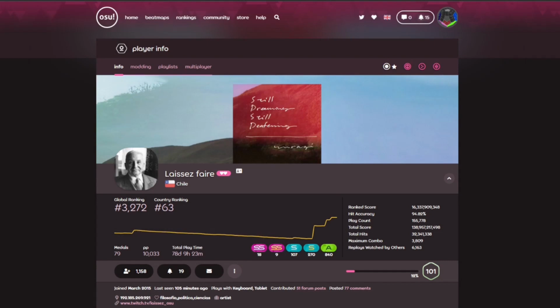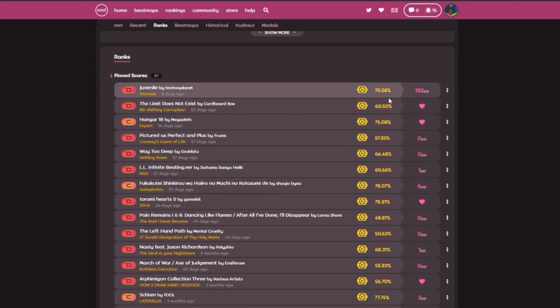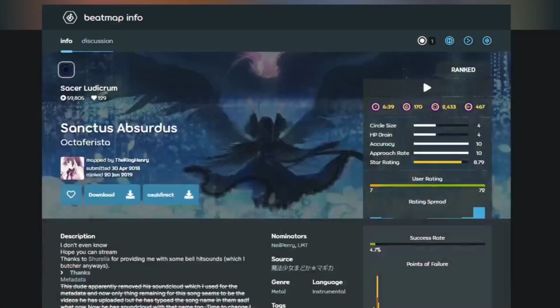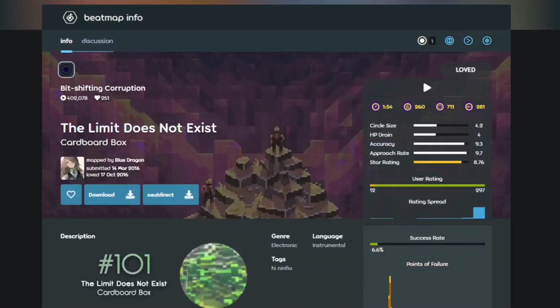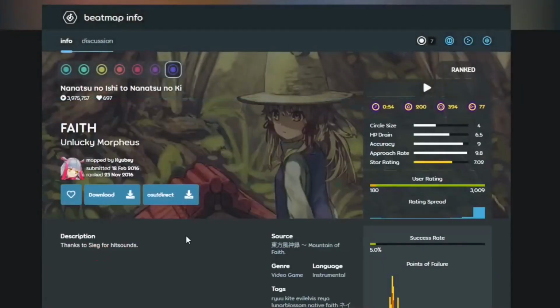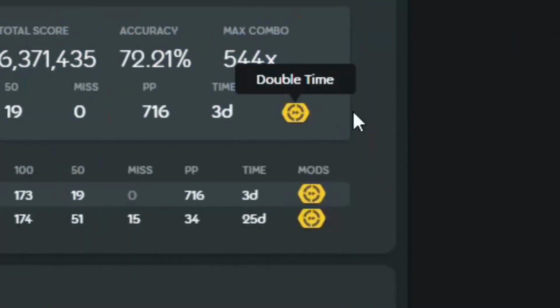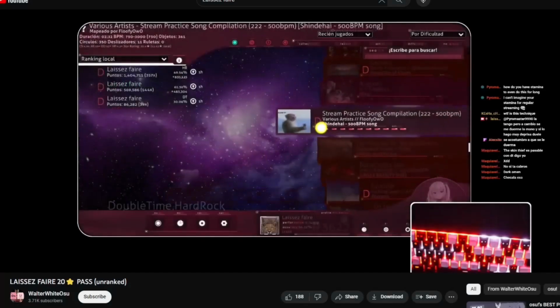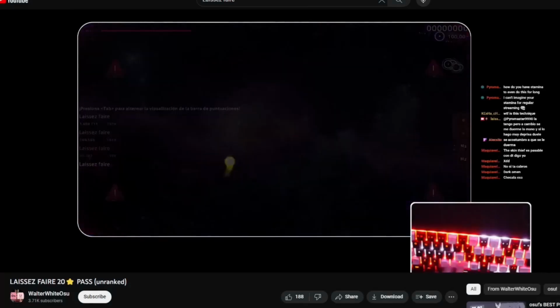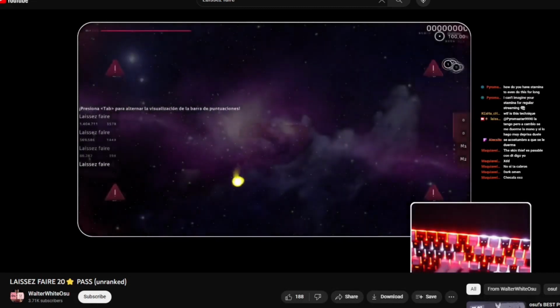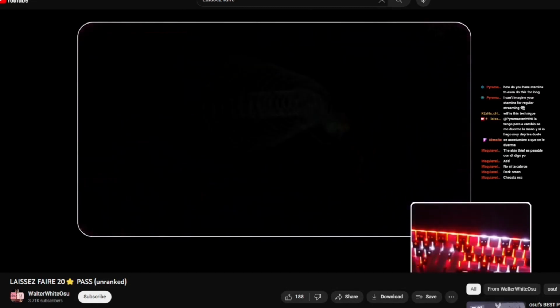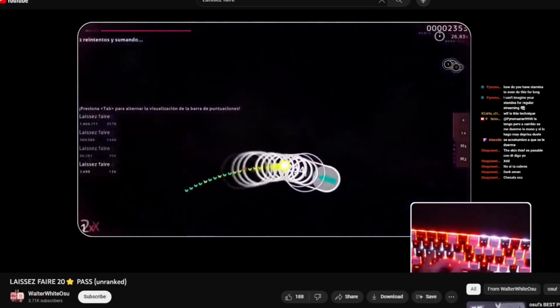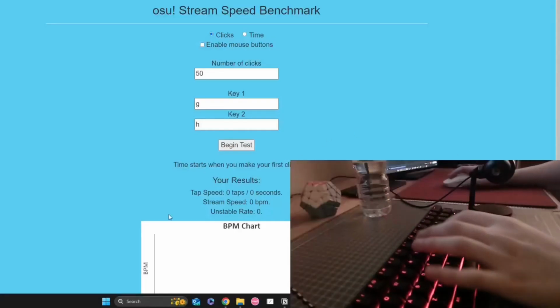If you haven't heard of Laz's Fair, then you must be living under a rock. Because this guy's been pumping out crazy passes like Sanctus Absurdus, The Limit Does Not Exist, and FC on Unlucky Morpheus, all with DT. For those of you who do not know, this has been achieved by something called rake tapping. Basically, it's when you use your hand and your keyboard and you do a cheese grater maneuver as fast as possible.